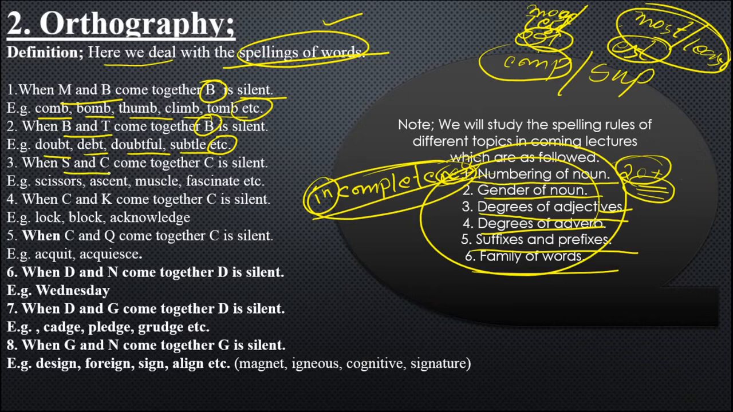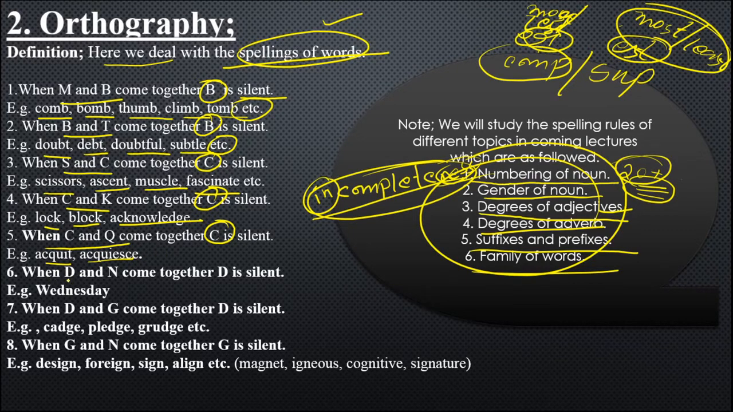When S and C come together, C is silent. Like we say scissors, ascent, muscle, and fascinate. And in the same way, when C and K come together, C is silent. Like we say lock, block, acknowledge. And when C and Q come together, C is silent. Like we say acquire and acquit.